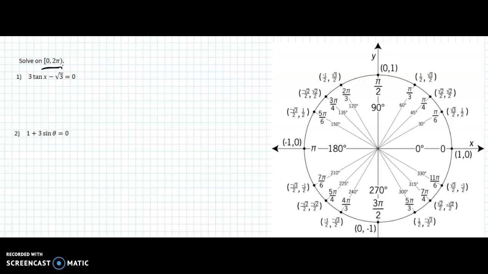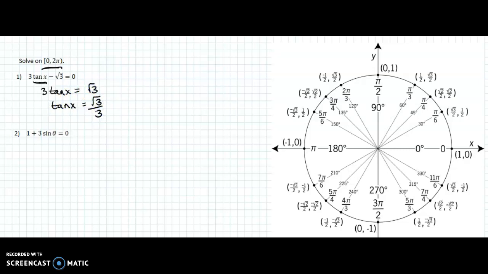Okay, so if you look at the question, when you solve an equation, the first thing you look at is the trig functions. Is there more than one? Are they the same? Are they different? In this case, there's only one trig function. If there's only one trig function, you want to get the trig function by itself. And so we're going to add the square root of 3 over, so 3 tangent x is equal to the square root of 3, and then divide by 3, and so I get tangent x is equal to the square root of 3 over 3.